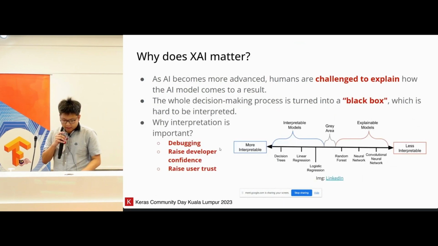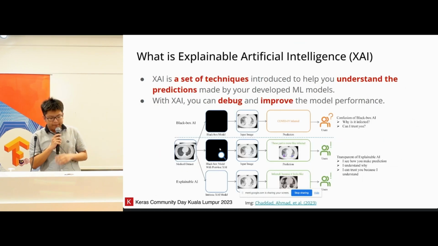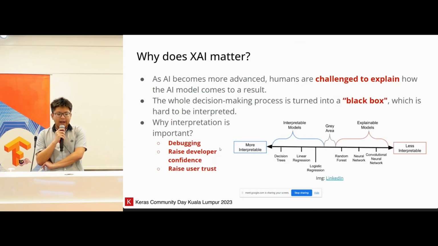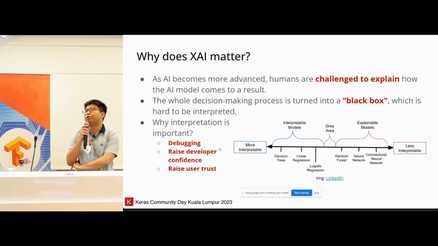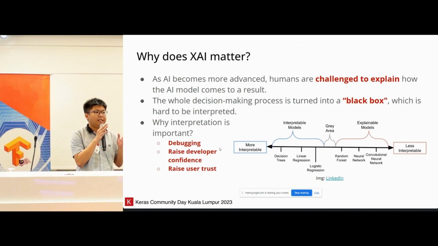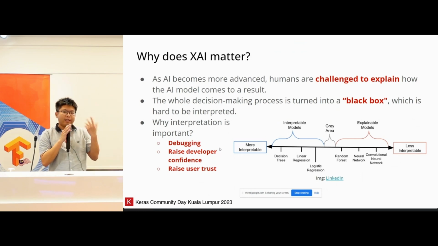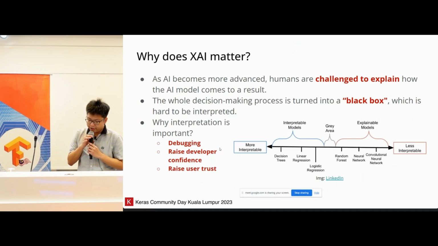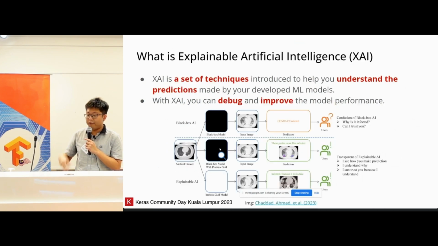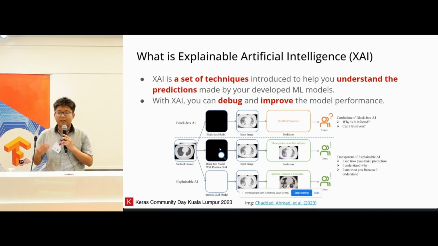Just now I mentioned what explainable AI is. The next one I will talk about is why this matters. When AI becomes more advanced, humans are challenged to explain how the AI model comes to a result. I would say the whole decision-making process is like a black box, and a black box is very hard to interpret. So why is interpretation very important? In the previous slide, I mentioned that if you know what is happening inside, you should be able to debug and further improve the performance.